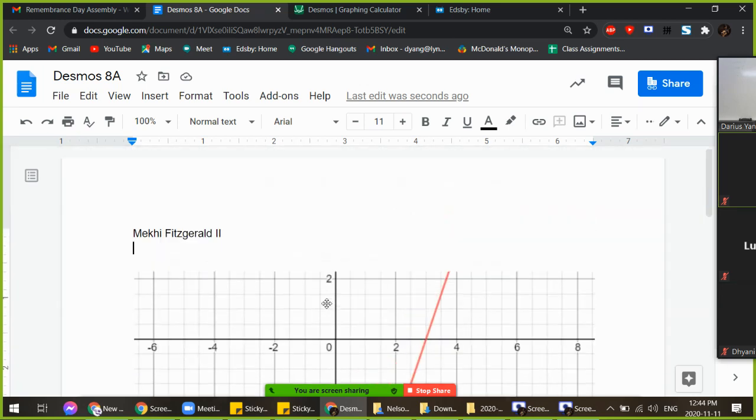Okay. So what we're gonna do is remember to put the equation because I have no idea what equation you're using, right? Okay. So y equals, is it 3x plus 9?